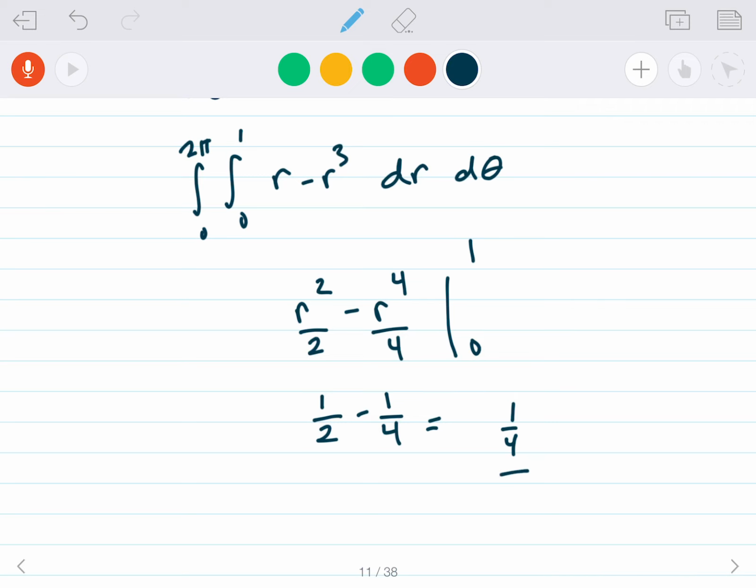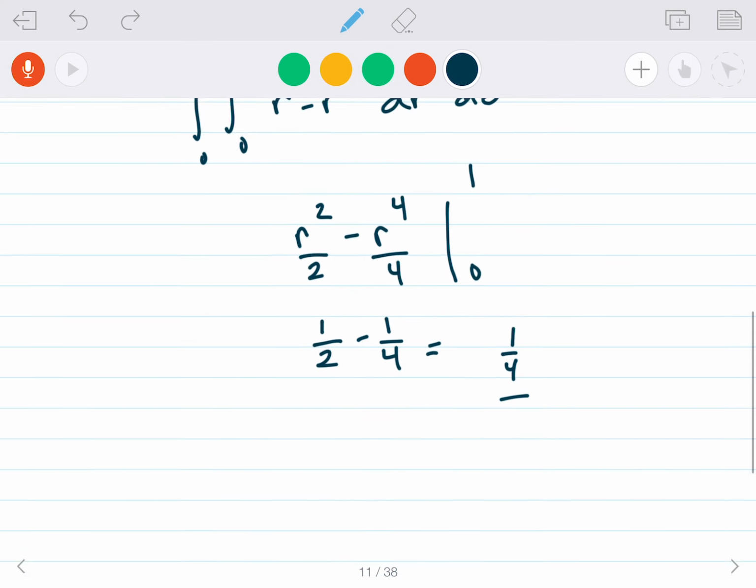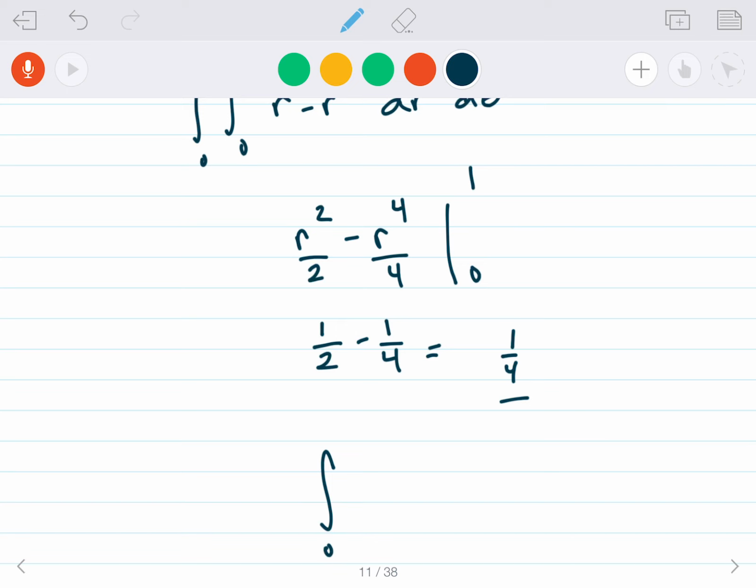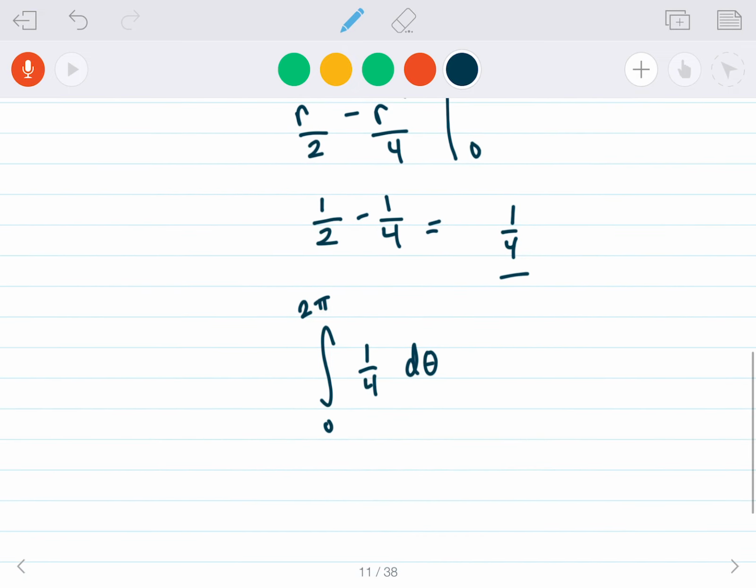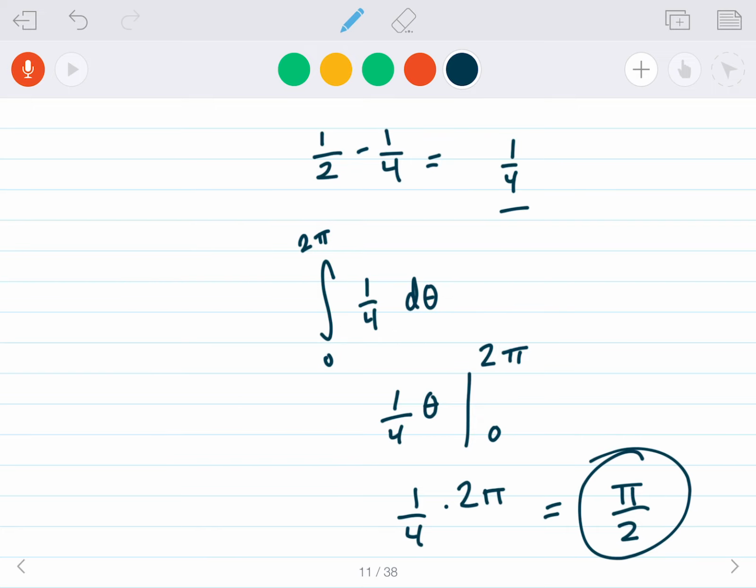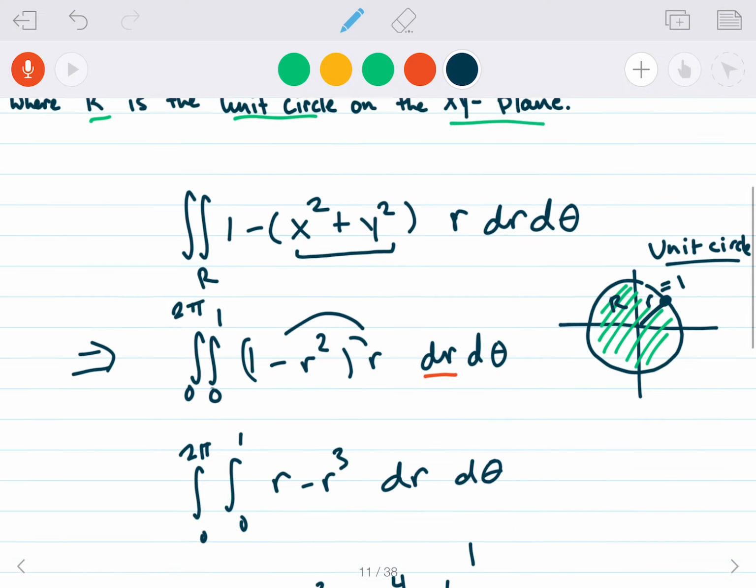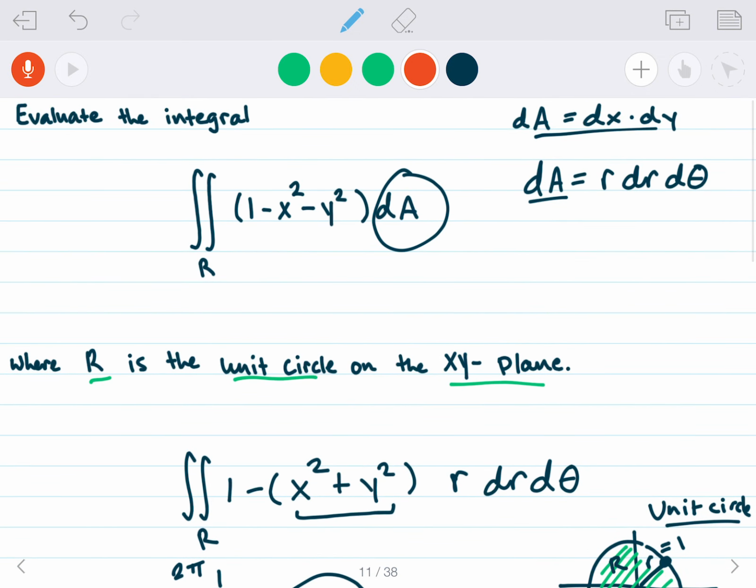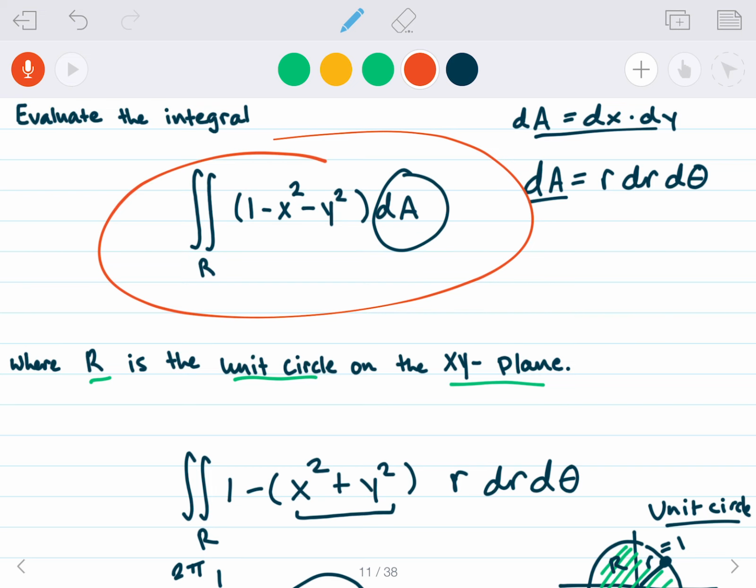All right, so that's what I get there, and I still have to take the outer integral. So I'm going from 0 to 2 pi of a fourth with respect to theta. With respect to theta, this just becomes a fourth theta when I integrate, going from 0 to 2 pi. So 1/4 times 2 pi, which is 2 pi over 4, reduces to pi over 2. And when you plug in 0 for the other one, you just get minus 0. So this is our answer right here. That's how we can use polar coordinates to figure out harder integrals like this one.